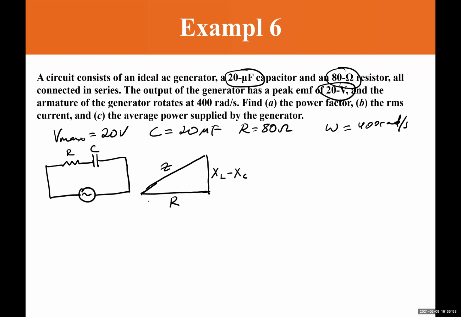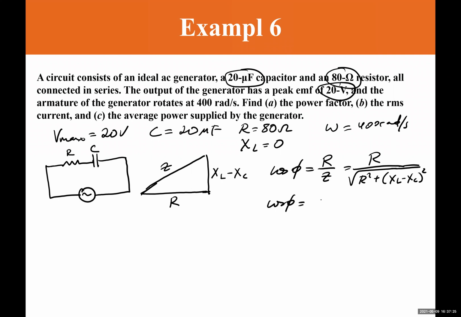Okay. And then from here, for part A, it's asking for the power factor. Remember, what is power factor? It is cosine of phi, and this is equal to R over Z. Now Z is the impedance, which is the square root of R squared plus X sub L minus X sub C squared. But for our particular circuit, X sub L is equal to 0. We don't have an inductor. In that case, cosine of phi is R divided by the square root of R squared plus X sub C squared, since it's negative X sub C but you're squaring it.